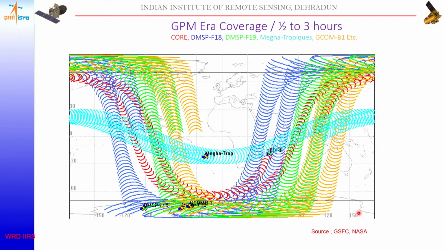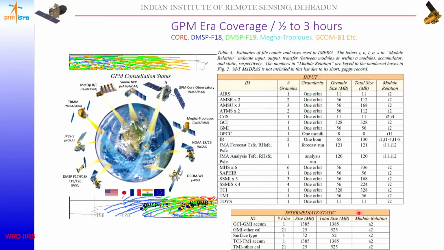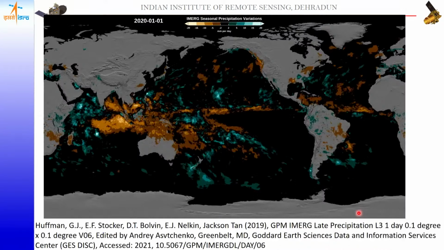If you want to see the global coverage, because precipitation is happening somewhere at all places, we need to have continuous observation. We cannot have geostationary satellites everywhere because they have certain limitations. So what we have is a combination of radar missions, passive microwave, optical, and geostationary satellites. This GPM is one of them.